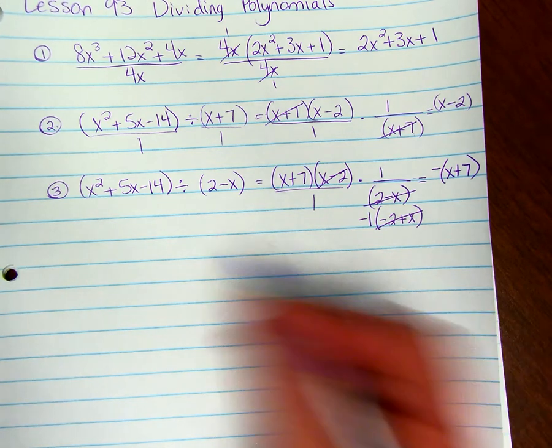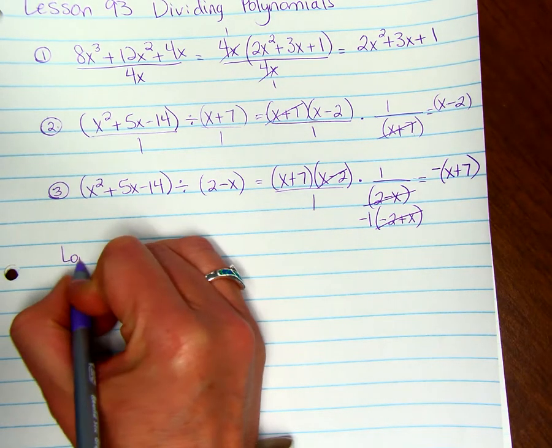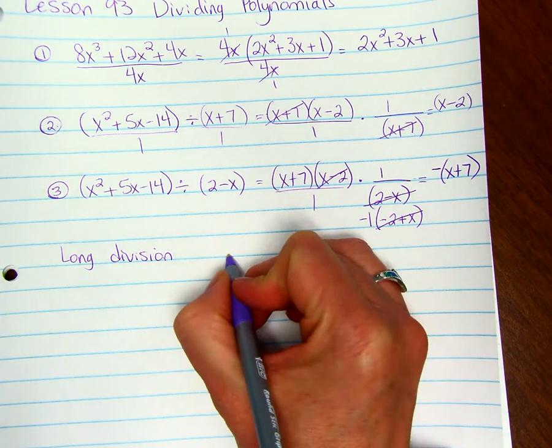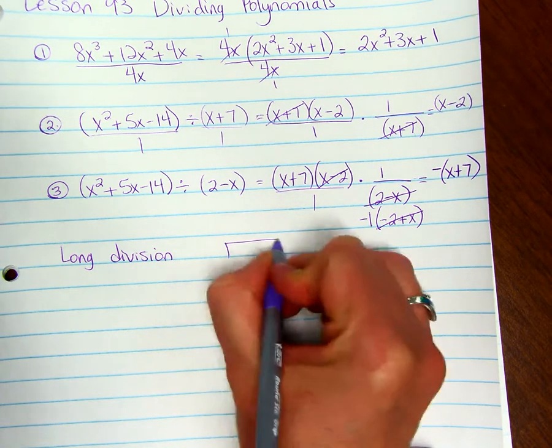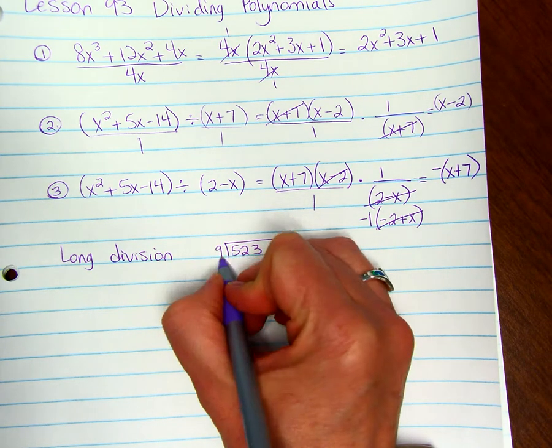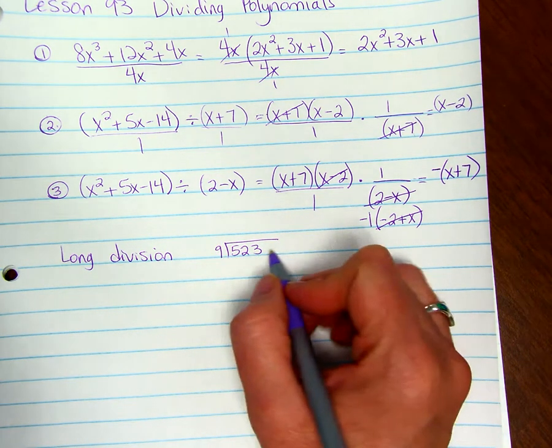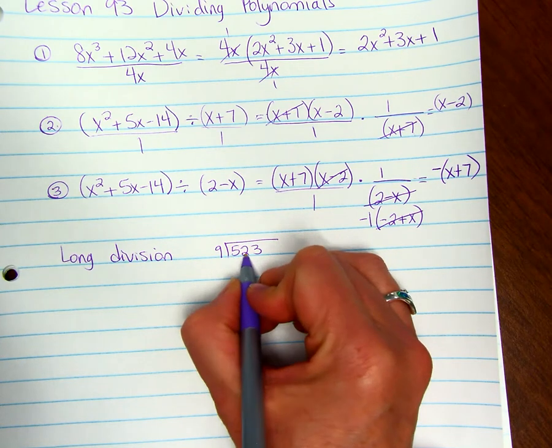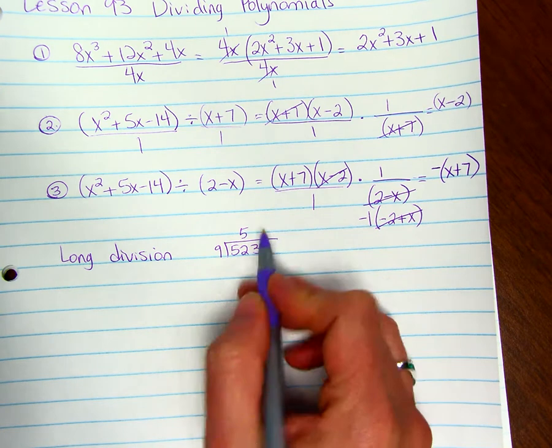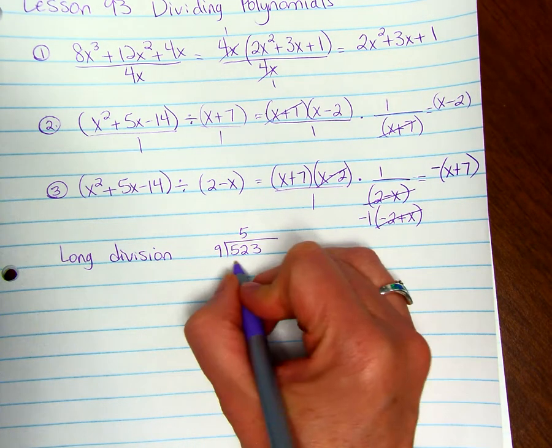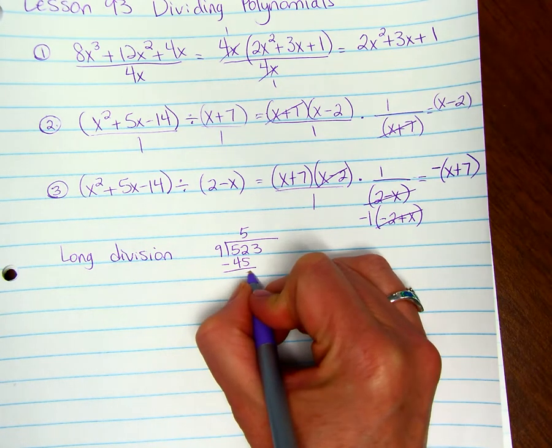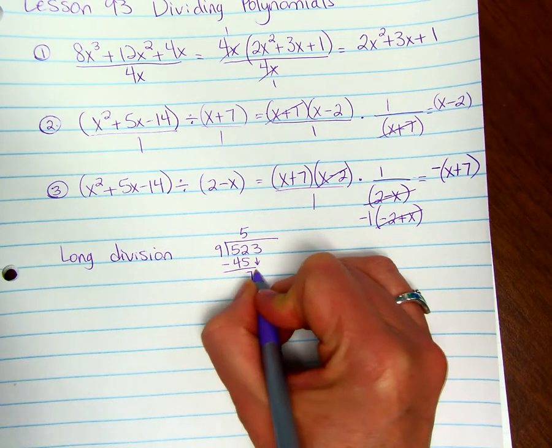Now I want to show you another method, which is called long division. I'm going to start by showing you a long division problem that you're used to doing. So we have 523 divided by 9. We start by dividing 9 into 52, which goes 5 times. Then we multiply. 9 times 5 is 45. Then we subtract, and we get 7. Then we have to bring down the 3.